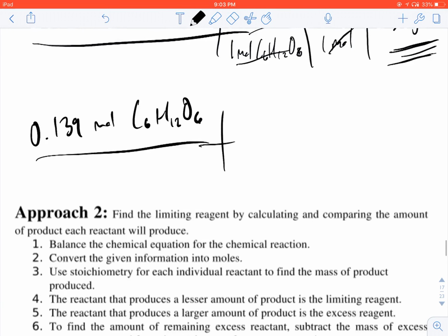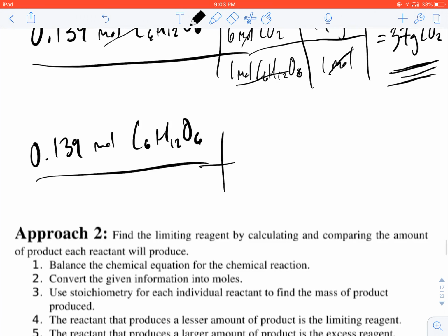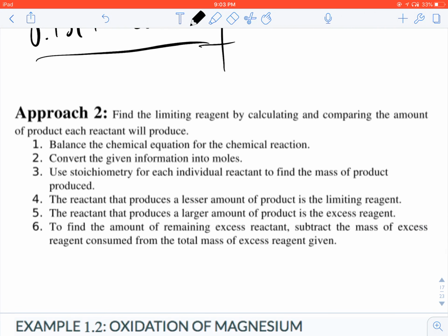So, now that we finished this method, we're going to move on to approach 2 and do one more example problem. So, in approach 2, this is my preferred approach because it kind of leads you to the answer a lot more directly for most of these questions.